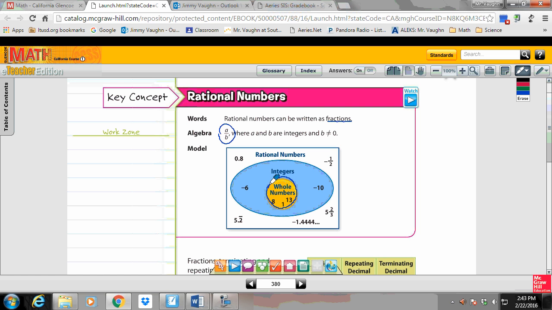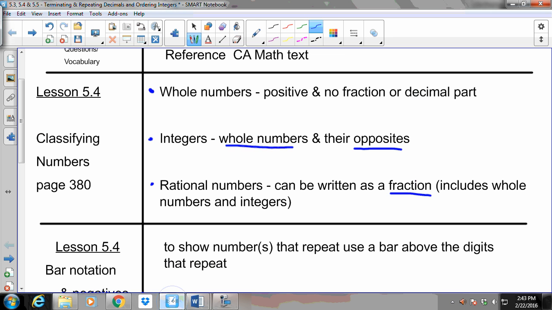Whole numbers are the numbers that you've been counting since preschool: 1, 2, 3, 4, 5. Whole numbers are like whole pizzas. There's no part of a pizza left. They're whole numbers. No parts to it. That's why the definition says no fraction or decimal part.